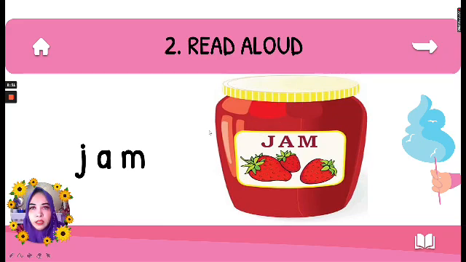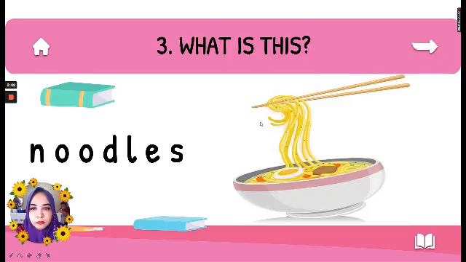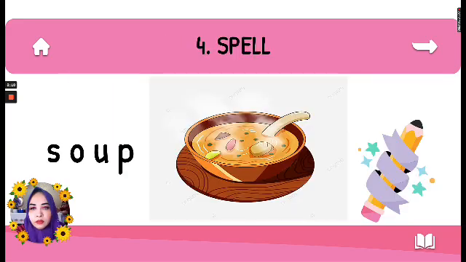Then we have the second one. Read out aloud with me. Jam. J-A-M. Jam. Jam is also jam in Bahasa Melayu. What is this? This is noodles. N-O-O-D-L-E-S. Noodles. Noodles are mie, made from flour, tepung. Then let's spell it together. S-O-U-P. Soup. Soup. Soup in Bahasa Melayu we also call soup, but the spelling is not the same.